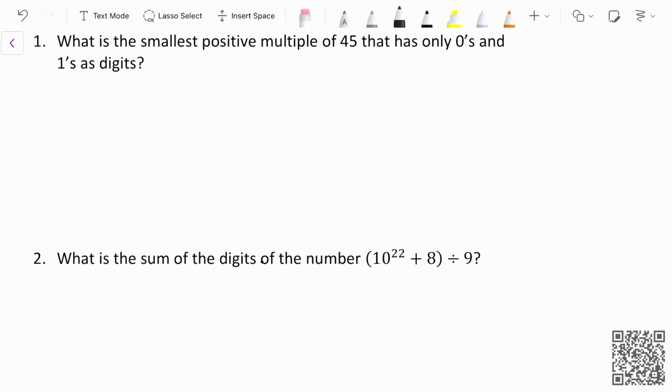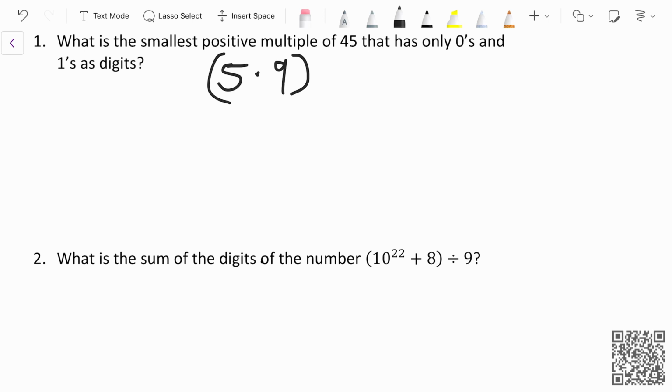Today's first question is, what is the smallest positive multiple of 45 that has only zeros and ones as digits? So first of all, you know that we can write 45 as 5 times 9. Since the number is divisible by 45, it's also divisible by both 5 and 9, since 5 times 9 is 45.